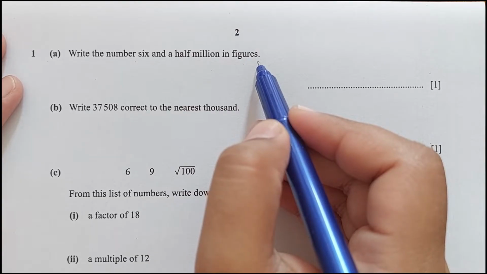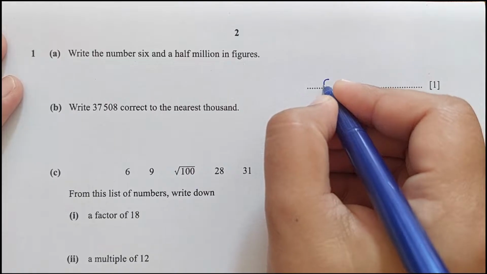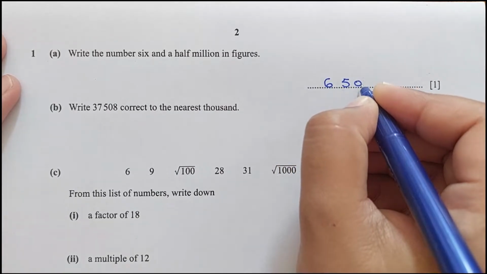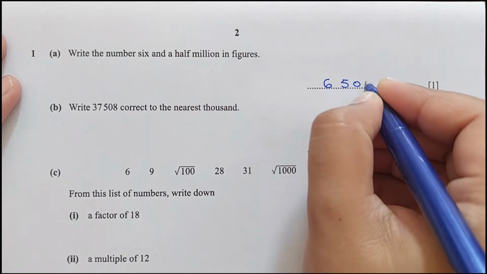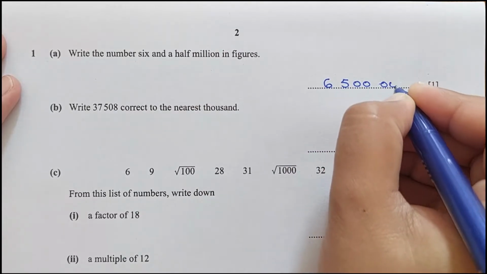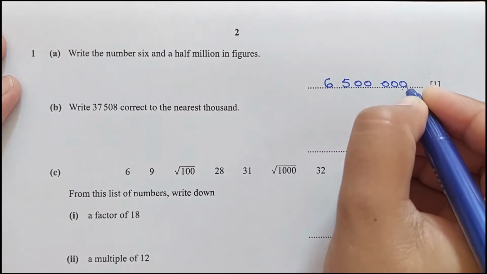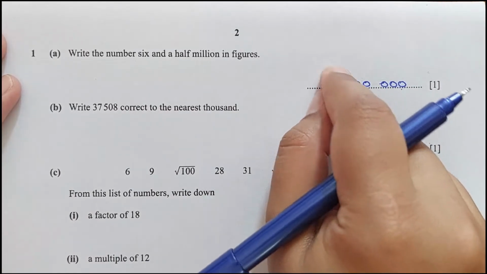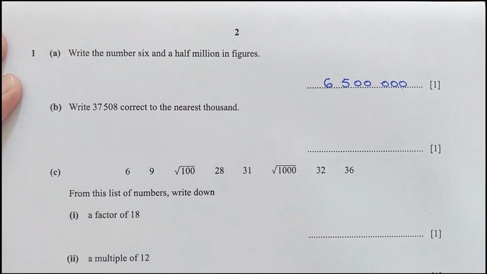6.5 million. In 1 million we have 6 zeros. So 6.5 million is 6,500,000. So we have 1, 2, 3, 4, 5 and 6 zeros places. This is 6.5 million. So 6 million and the half is 500,000, right?